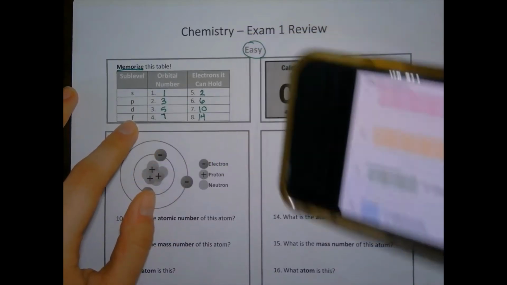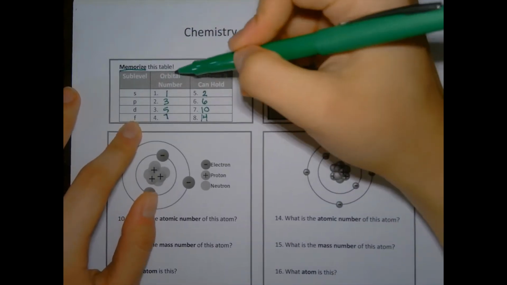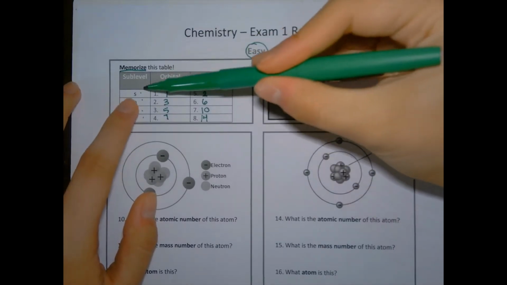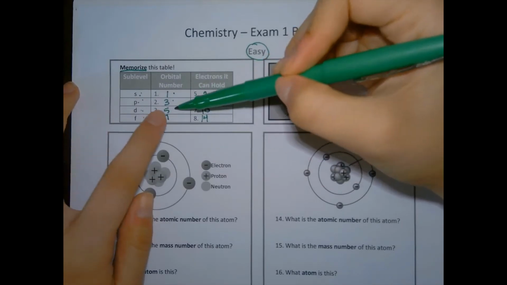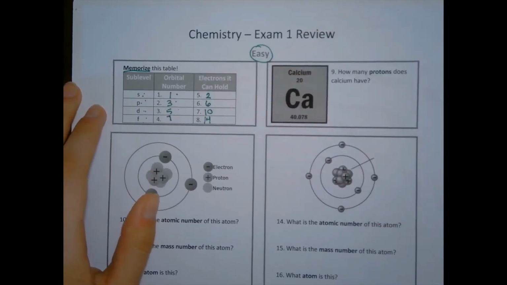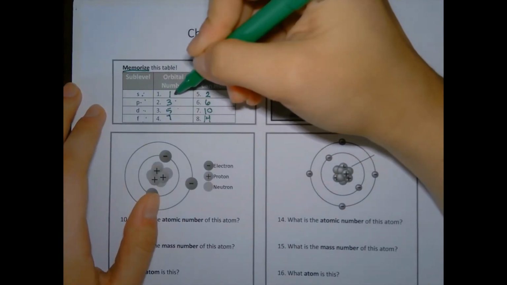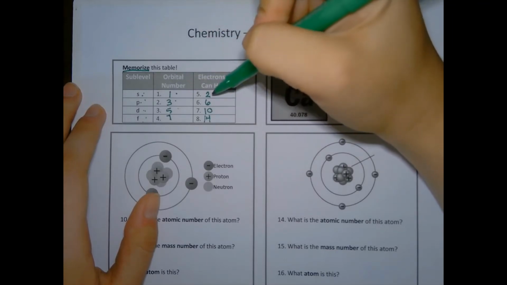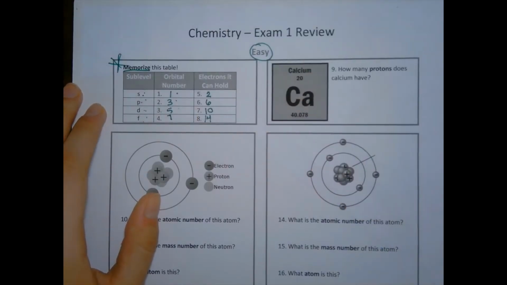Okay, so on your test, you might be asked to say the orbital number of whichever sublevel, and you have to be able to say, oh, my s has 1, my p has 3 orbitals, my d has 5, my f has 7, and the number of total electrons it can hold. So if you divide the total number of electrons by 2, you get the orbital number. If you multiply the orbital number by 2, you get the electrons it can hold. So memorize that.